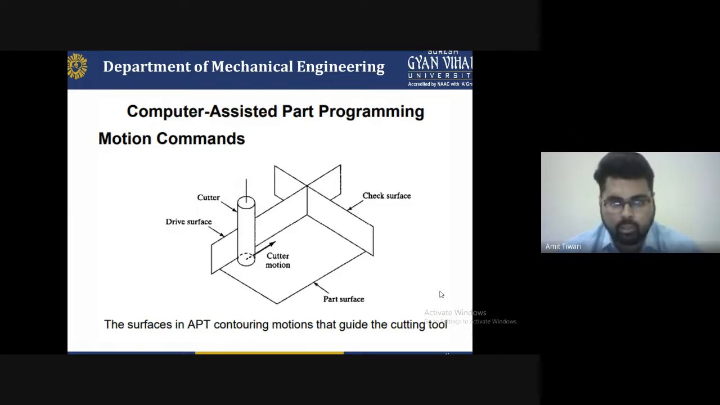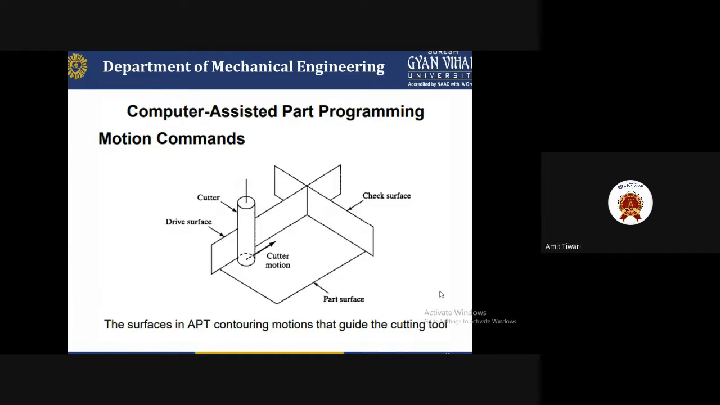As you see in this diagram, that is the surface in APT. APT means Automatically Programmed Tool, the contouring motion that guides the cutting tool. You can see in this diagram, there are three types of surfaces. The first is the check surface, the second is the part surface, the third is the drive surface, and the cutter motion is surrounding them.